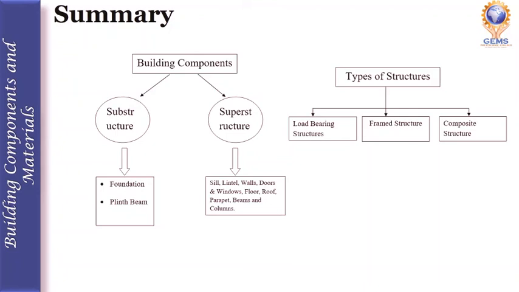Then we saw the types of structures. There are three types of structures. One is load bearing structures, another one is framed structure, and finally composite structures. In the load bearing structure, walls carry the loads to the soil, whereas in the framed structure, no walls carry the load to the soil. Composite structure is the combination of both load bearing and the framed structure.